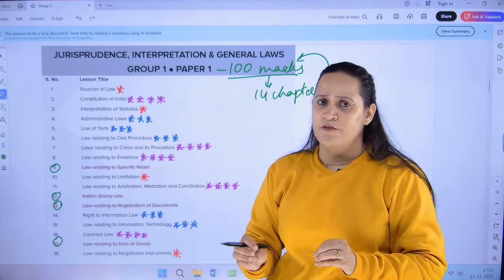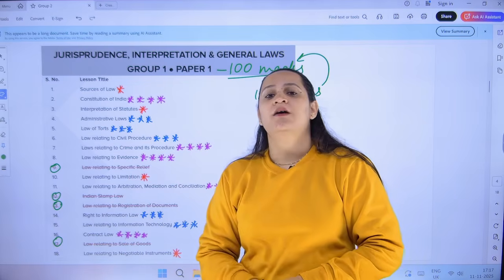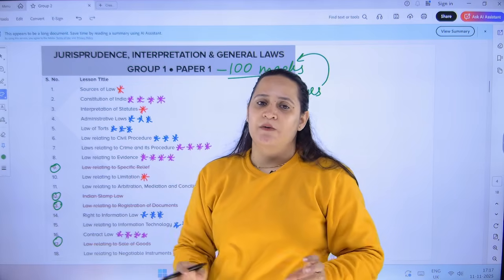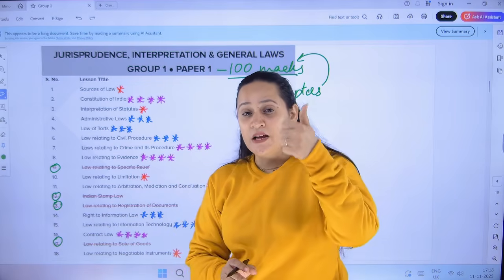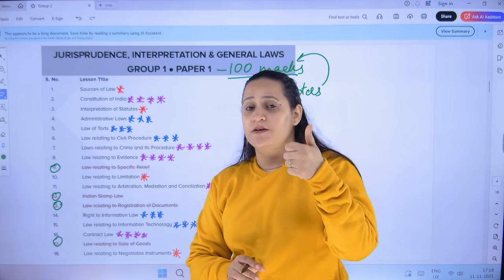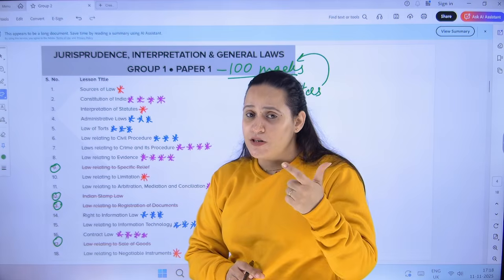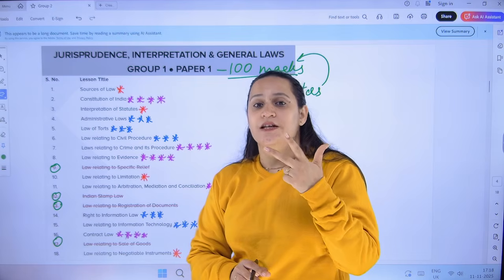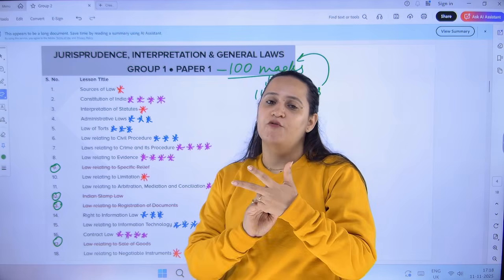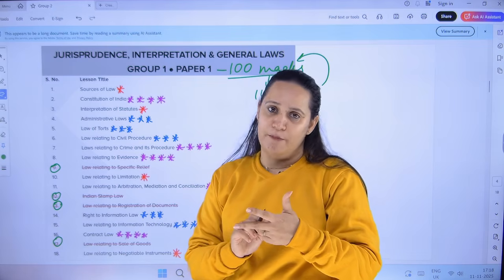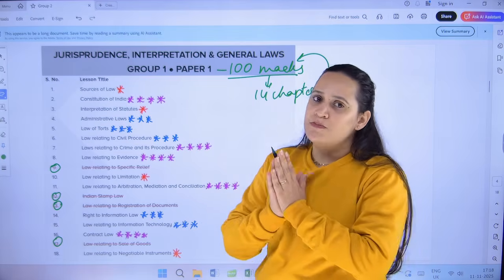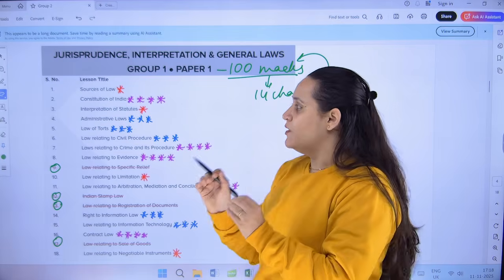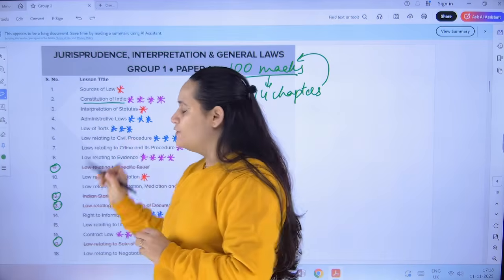So now let's identify what are the important chapters. I'm going to segregate the chapters into 3 categories: high weightage, very important chapters. Second one is the important chapters, and last one is the residuary chapters, which you will cover after completing very important chapters and important chapters. The most important chapters in JIGL, first one is the Constitution of India.